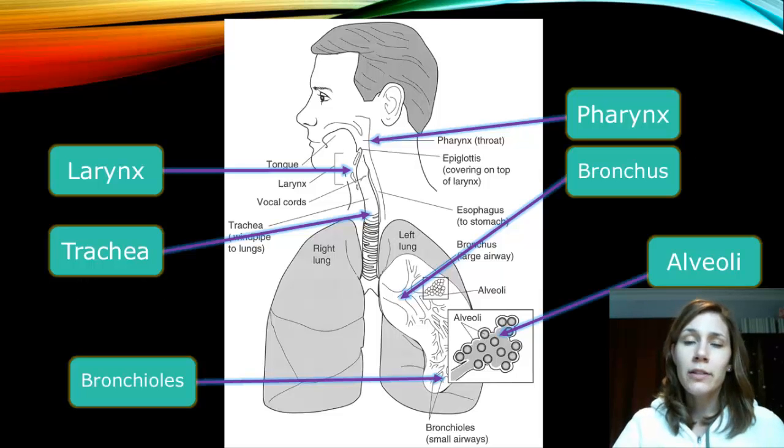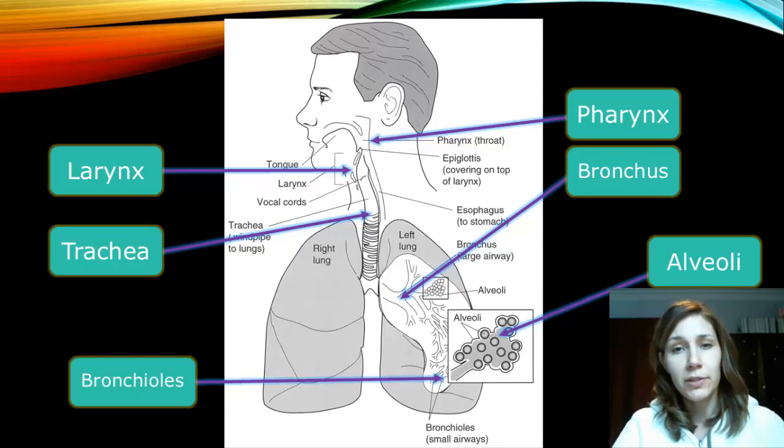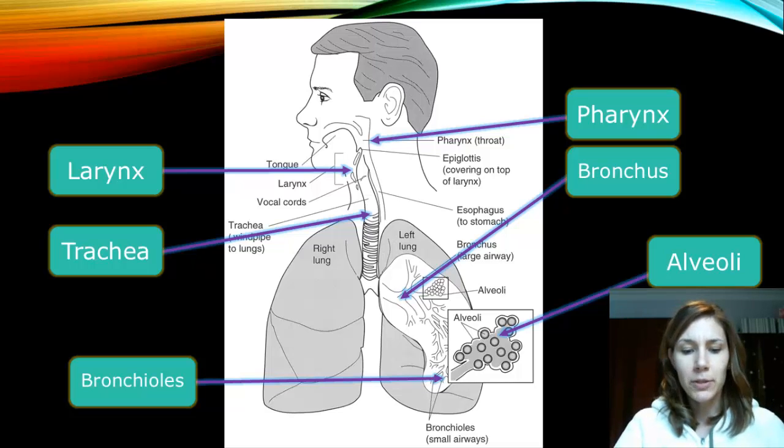When it comes to the anatomy of the respiratory system, there are a lot of new words. First of all, I have to distinguish between where the food travels and where the air travels. The food travels down the esophagus and that leads on to your stomach. There is a separate pipe where the air travels down to the lungs. What we're talking about here is the windpipe.